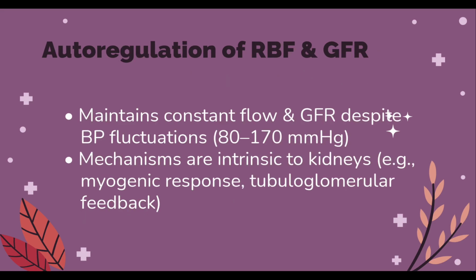Now we're going to talk about the autoregulation of renal blood flow and the glomerular filtration rate. Usually the body maintains constant renal blood flow and glomerular filtration despite blood pressure fluctuations. These mechanisms are intrinsic to the kidneys. They are not controlled by outer extrinsic mechanisms. So the intrinsic mechanisms, like the myogenic response and tubuloglomerular feedback, maintain the constant flow and GFR despite these blood pressure changes.